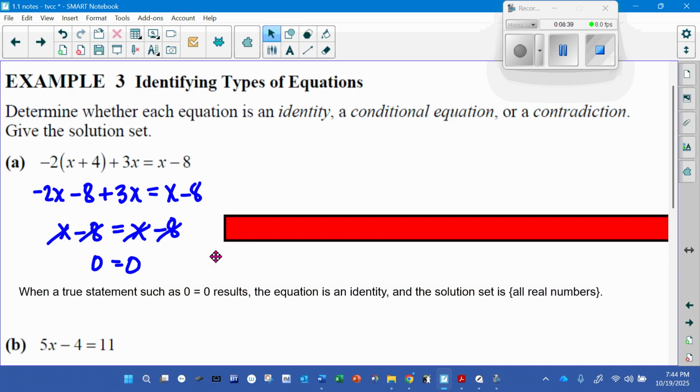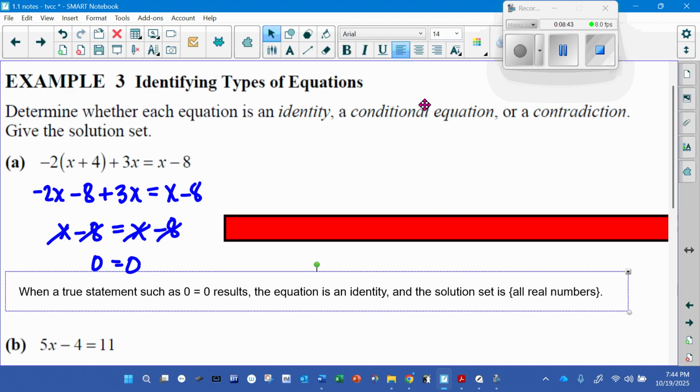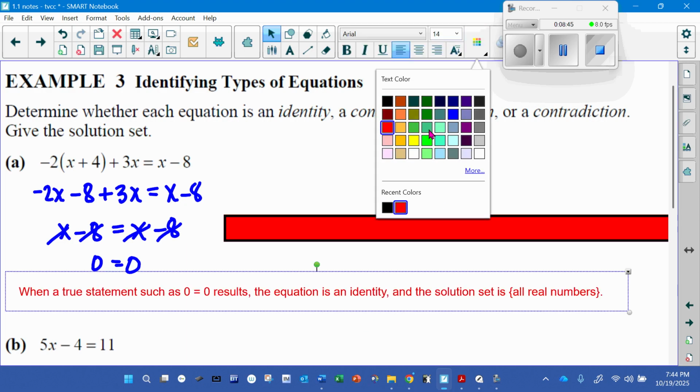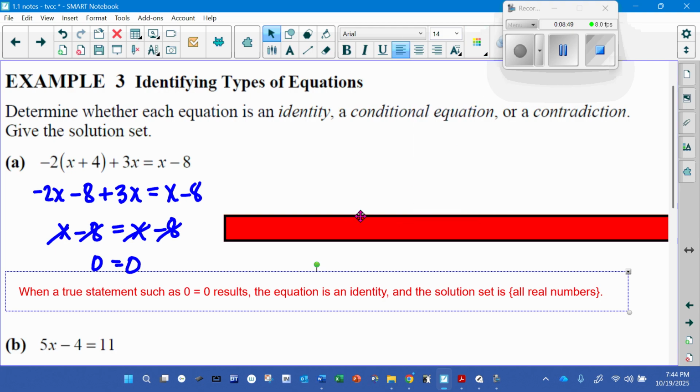When a statement such as 0 equals 0 results, the equation is an identity. The solution set means all real numbers will be the answer. That's because I can plug in any number I want and it will always come true.